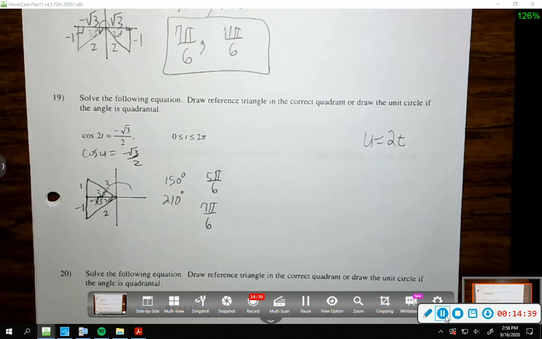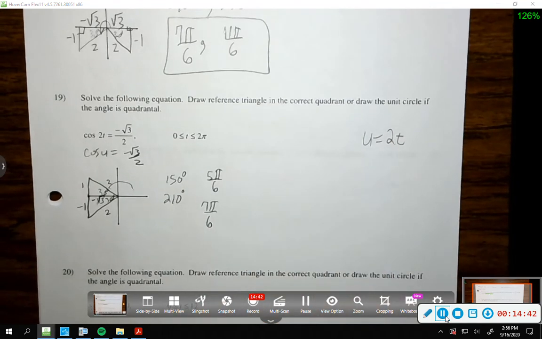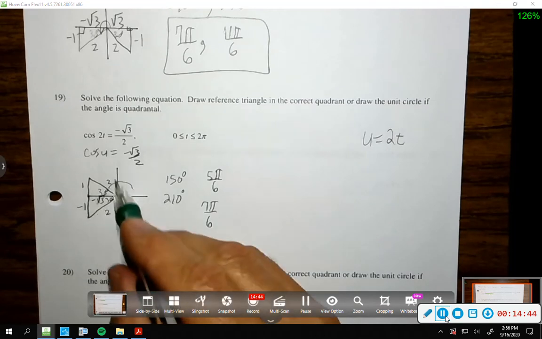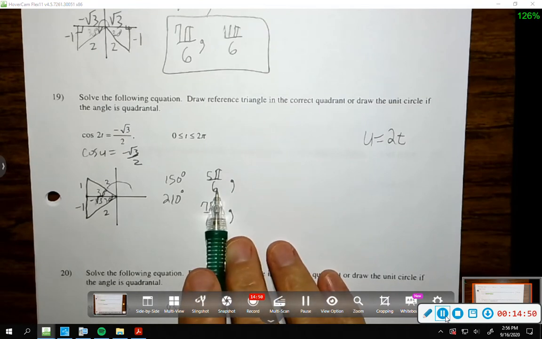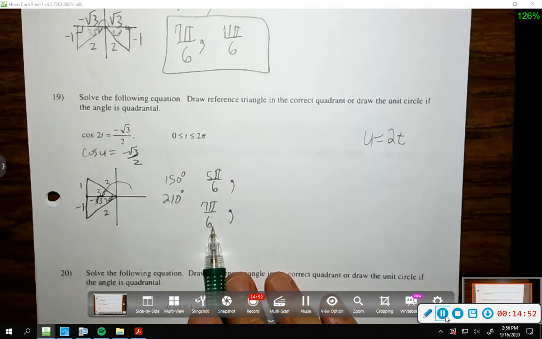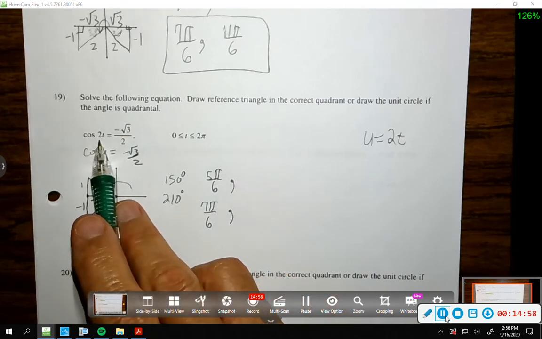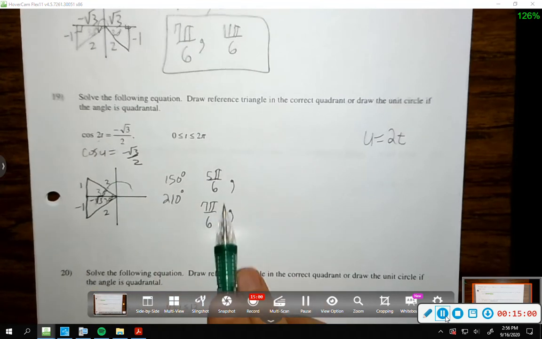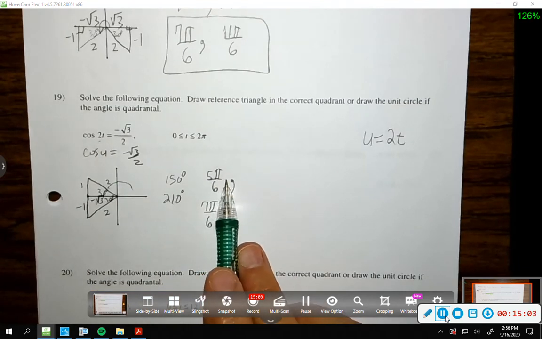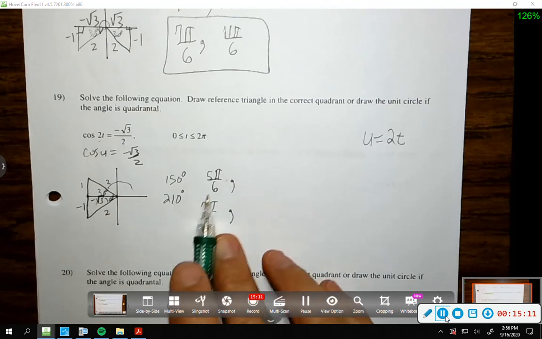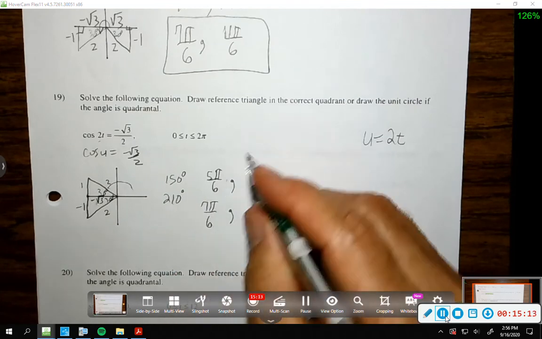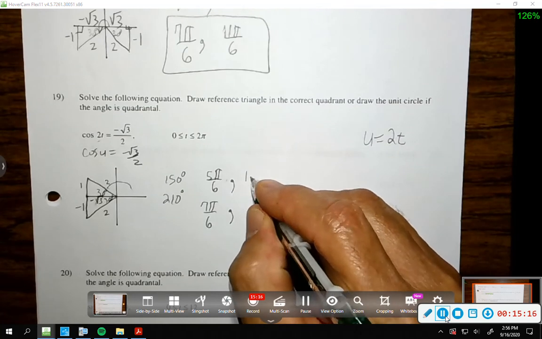Now here's where we have to be careful, because this 2 actually does 2 things. That tells me how many rotations I have to take. So I have to add another 2 pi to this and another 2 pi to this to solve for u. Because this 2 tells me I need to look at 2 rotations. Adding 2 pi is the same as adding 12 pi over 6. We have to be able to add fractions. 12 pi over 6 plus 5 pi over 6 is 17 pi over 6.